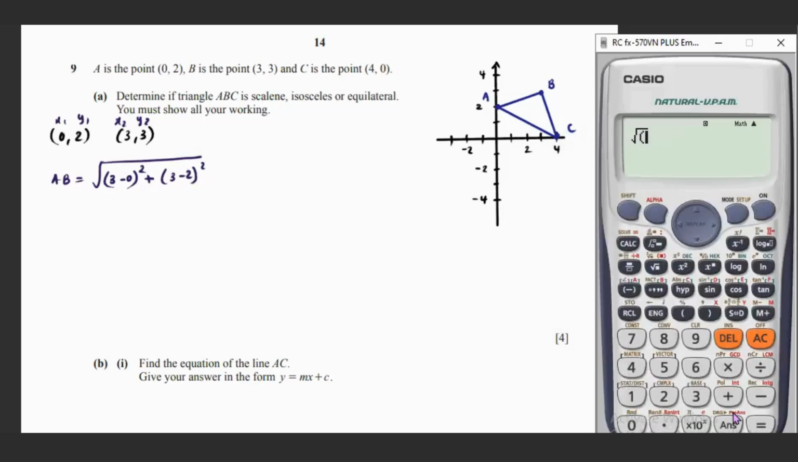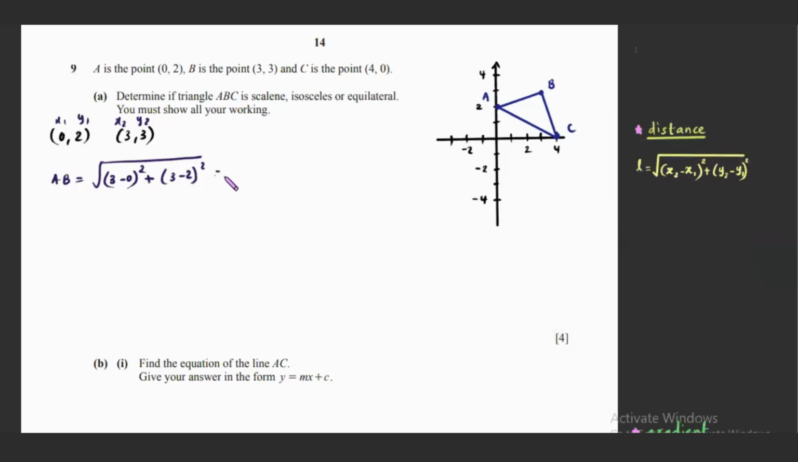Square root, and I have 3 minus 0 squared plus 3 minus 2 squared. This is equal to square root 10. That is the same as 3.16. So this is square root 10, which is 3.16. I'll just write it like that.